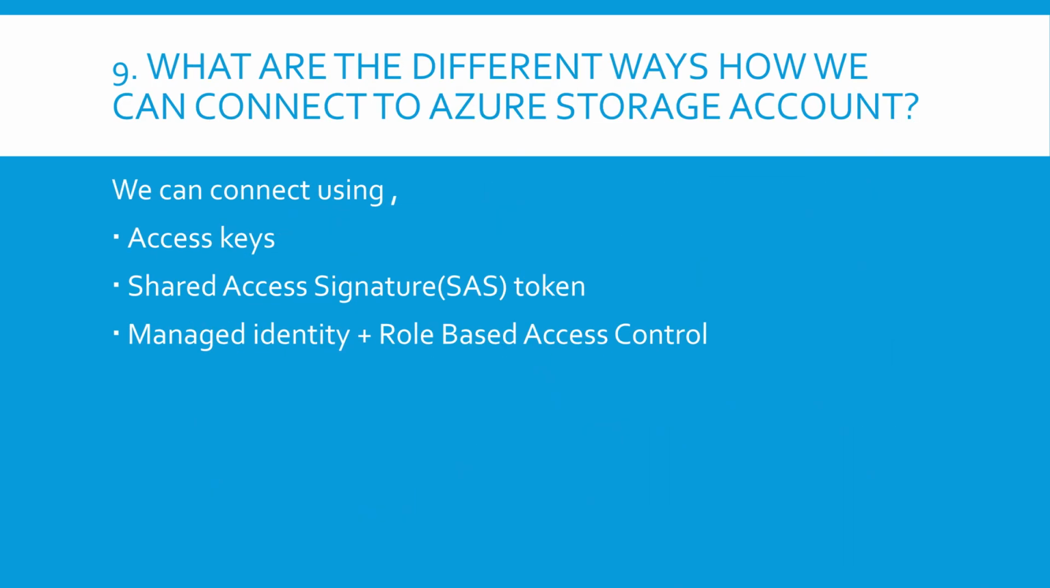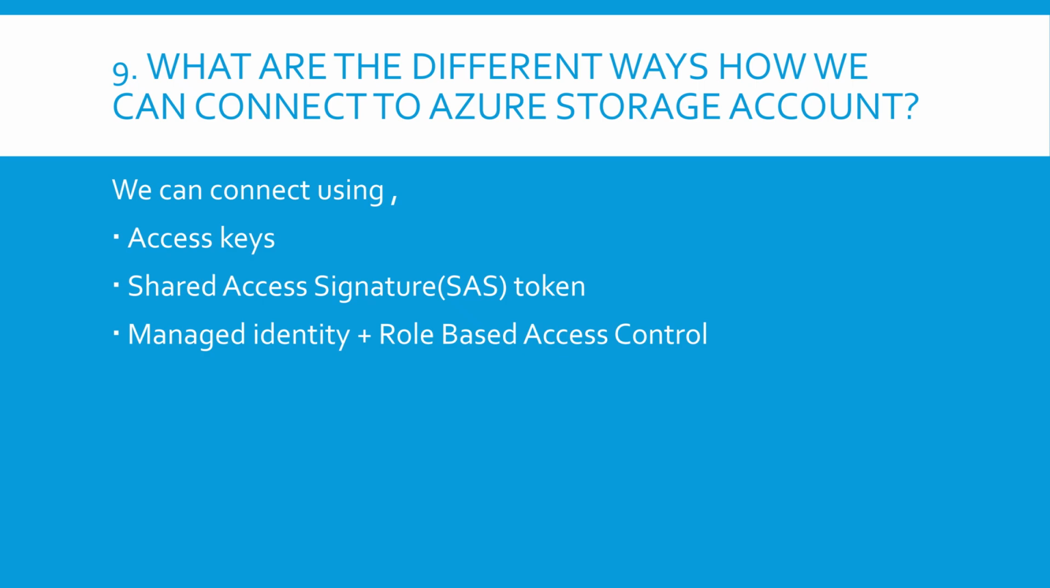What are the different ways we can connect to Azure Storage Account? There are three ways to connect to Azure Storage Account from our application. First are access keys, next are shared access signatures, and third is managed identity plus role-based access control. Let's understand each one. Access keys give full control over the storage account. That's why access keys are not advisable for any data engineering application.